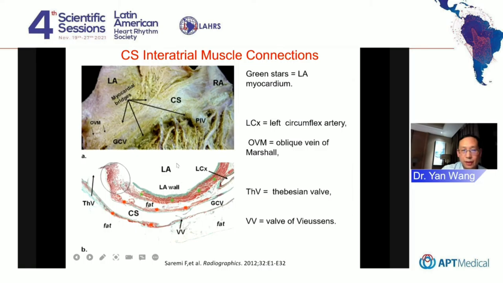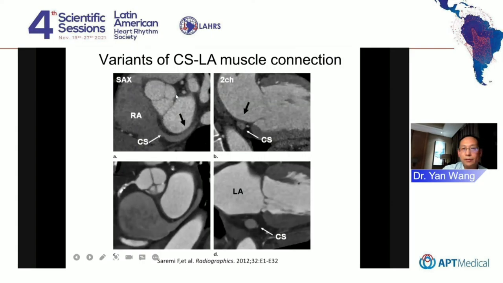This is the muscle, just the left atrium wall, and then there is fat beside it. In the coronary sinus, the asterisk stands for some myocardium, and here is the connection. There is a large amount of myocardium connecting the left atrium and crossing the sinus myocardium. So we can also see there is variation in the CS to left atrial muscle connection.